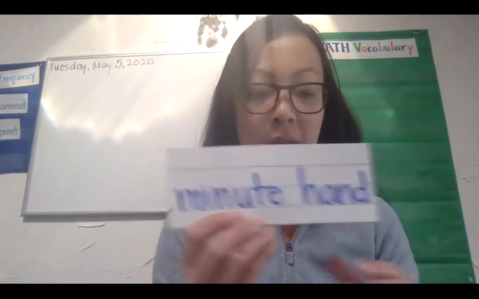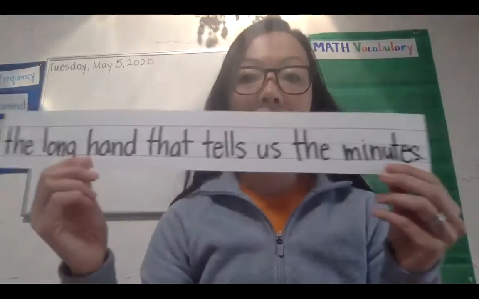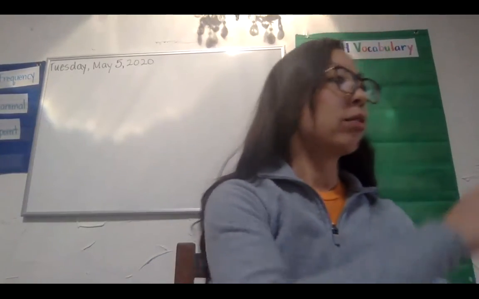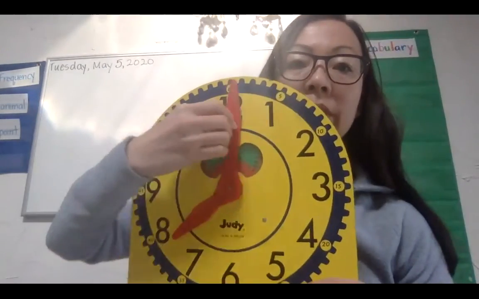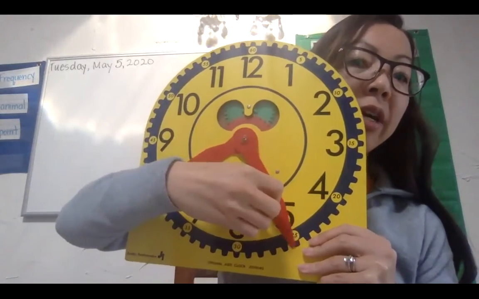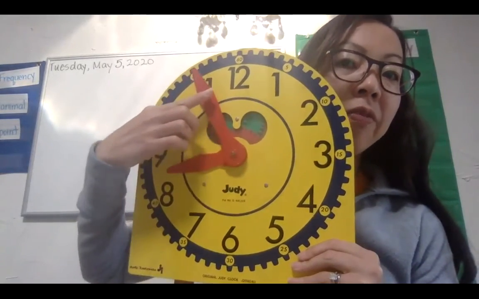All right, scholars, we have also been working on time this week. Yesterday, we focused on our minute hand. And remember, our minute hand is that long hand that tells us the minute. Remember yesterday we talked about how the minute hand is counted by 5. So we count 5, 10, 15, 20, 25, 30, 35, 40, 45, 50, 55, 60. The minute hand is always counted by 5s.